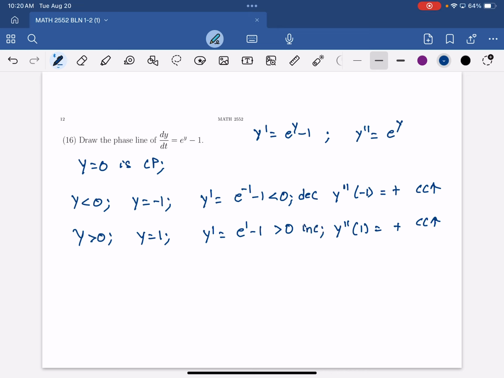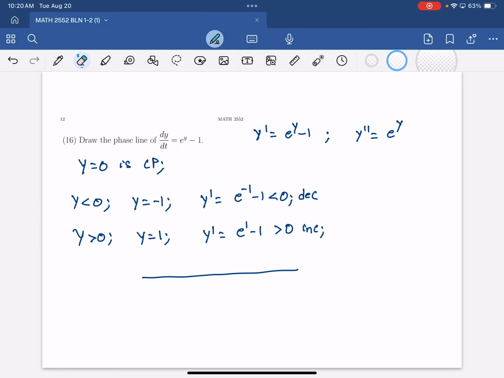But the phase line has nothing to do with concavity. The phase line has to do with only increasing and decreasing. So I'm going to draw the phase line like this, and maybe I'll erase this so that you don't get confused. The phase line is, I have y equals 0. It is decreasing before 0, it is increasing after 0. Do you agree with me on that? So my solutions are moving away from my critical point. So what is the classification? Is it unstable, asymptotically stable, or semi-stable?